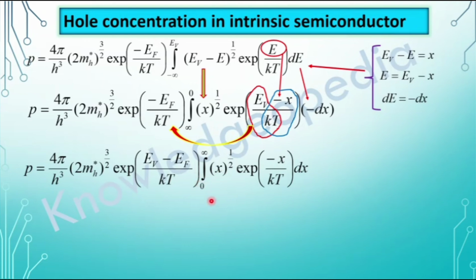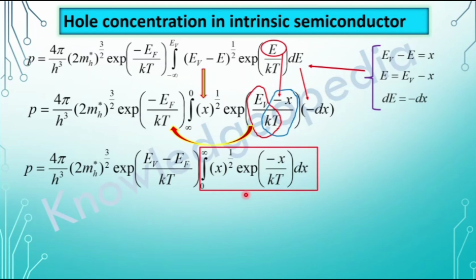I have just swapped the limits to remove this negative sign. So that's what, in place of minus dx, I have written dx. You must have remembered this integration we used in our last class for the electron concentration derivation.